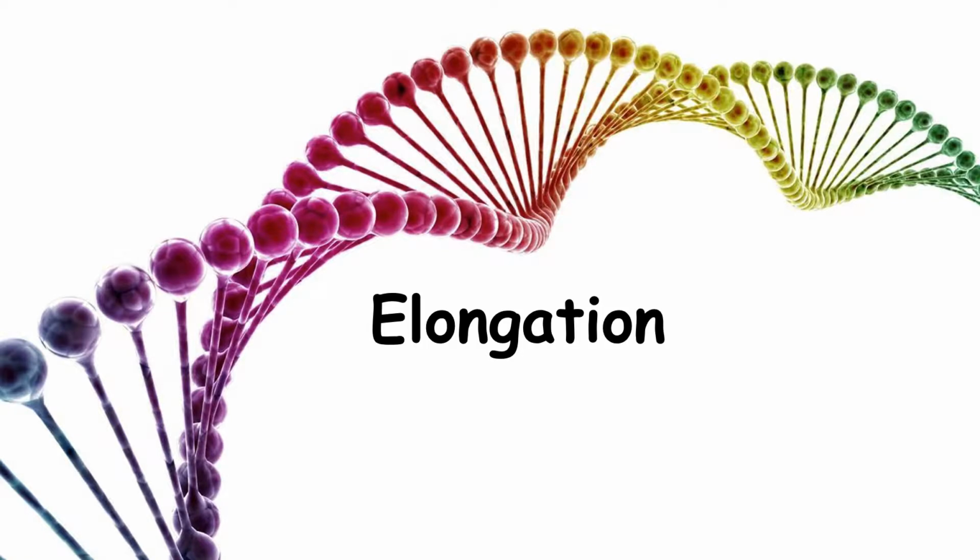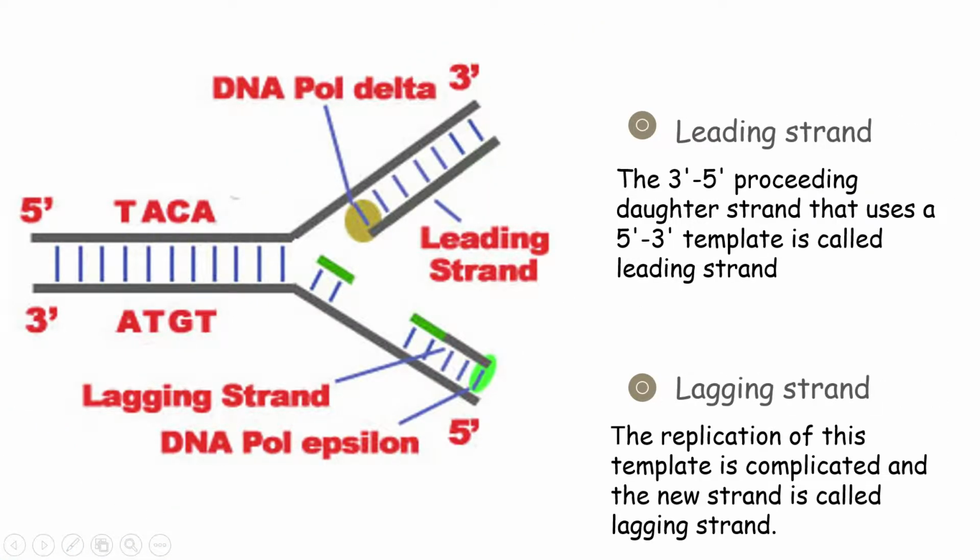I will introduce the elongation, the process of the DNA replication. As is well known, DNA has two double helix strands. One of them is the leading strand. The new strand synthesized 3' to 5' that uses a 5' to 3' template is called the leading strand. And the lagging strand, the replication of this template is complicated and the new strand is called the lagging strand.